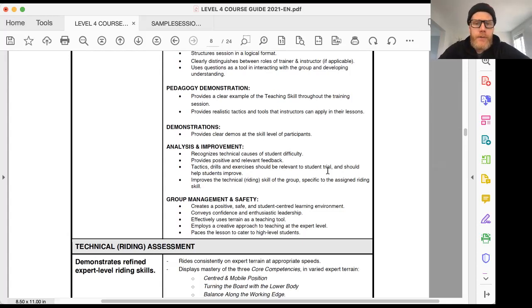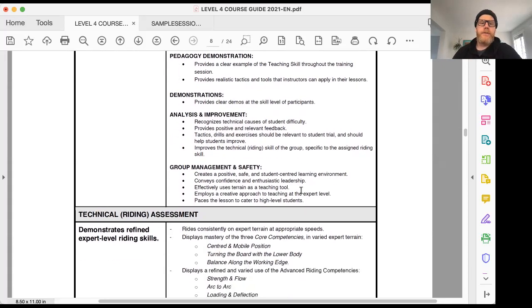The tactics, drills, and exercises should be relevant to the student trial and should help your students improve the technical riding skill of the group. And again, you could also apply that to improving the teaching skills of the group as well. And then all of the normal or common group management and safety aspects. So it provides a positive, safe, and student-centered learning environment, and conveys confidence and leadership.